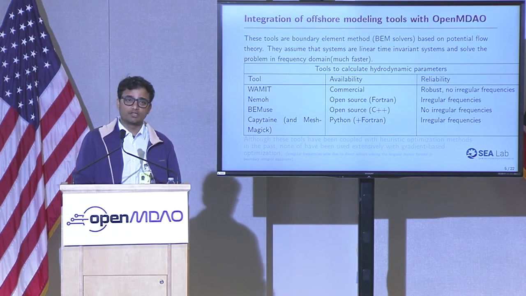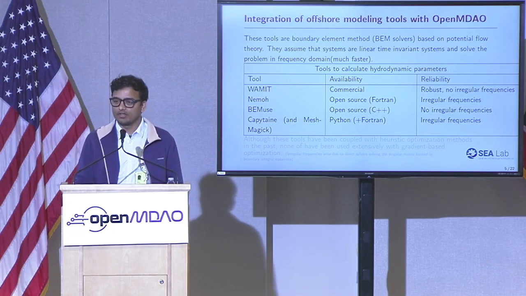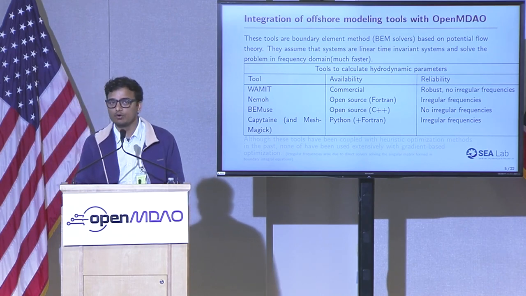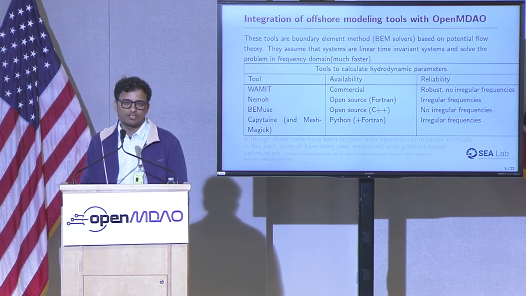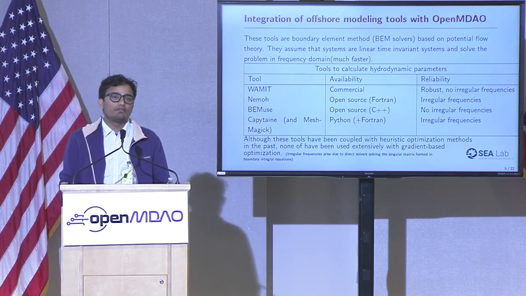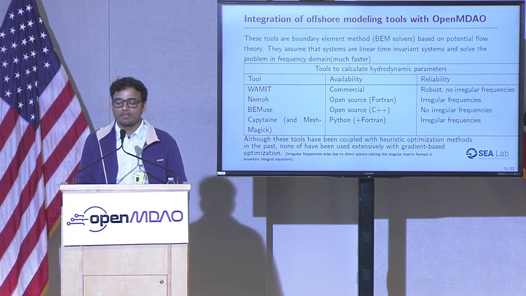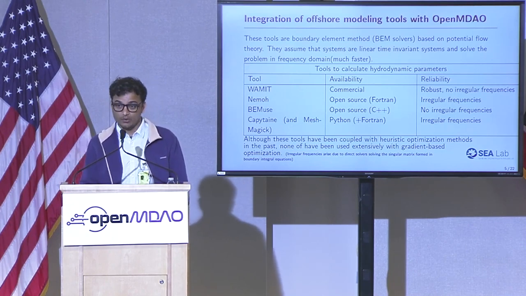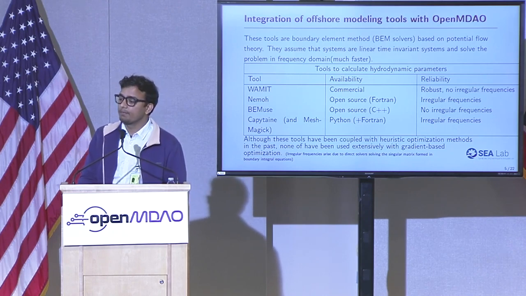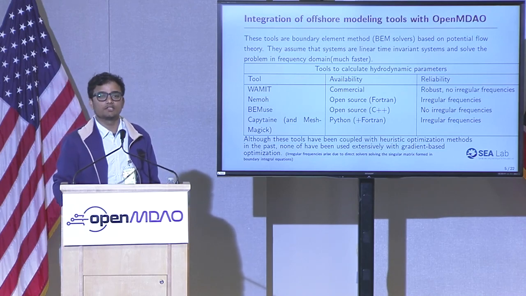These are all open source, but NEMOH and Capytaine are based on Fortran. They wrap Fortran. Capytaine wraps NEMOH with Python, and I'm going to be using that. The problem with these tools is that there is something called irregular frequencies, which arise in the boundary element method because of how these boundary integral equations are formulated. So for some frequencies, they don't give reliable results. They sometimes overestimate the hydrodynamic coefficients.